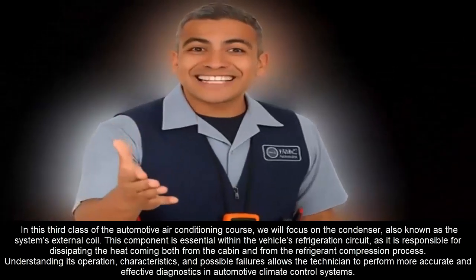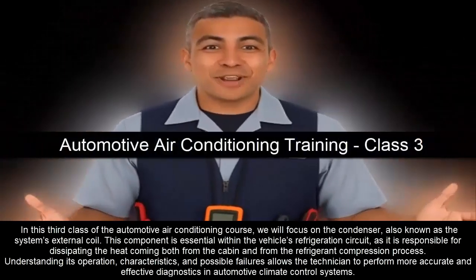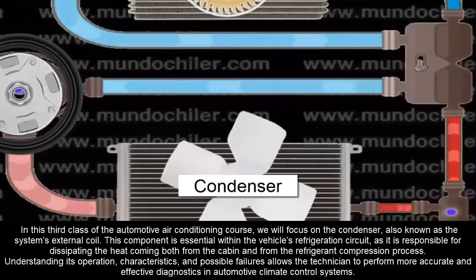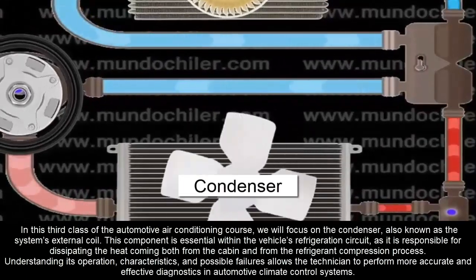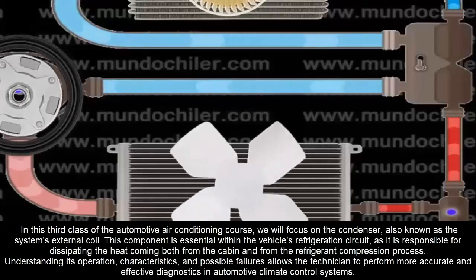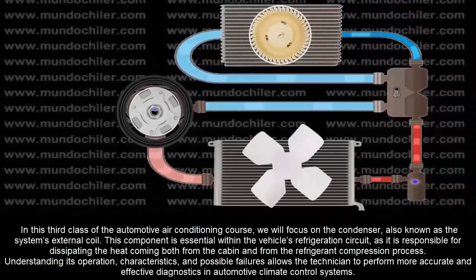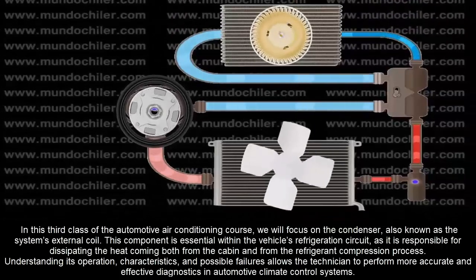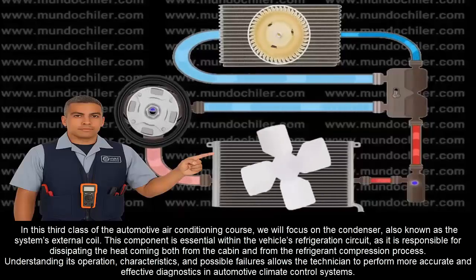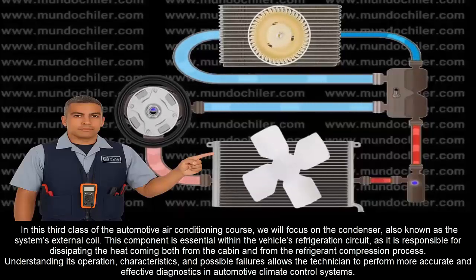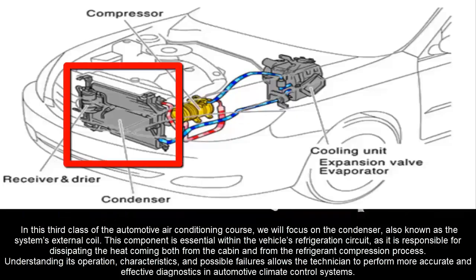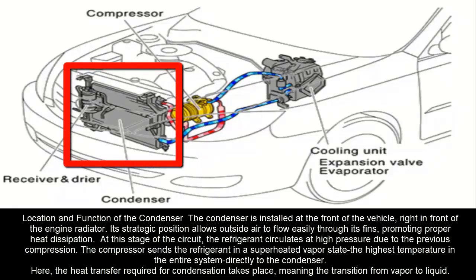In this third class of the automotive air conditioning course, we will focus on the condenser, also known as the system's external coil. This component is essential within the vehicle's refrigeration circuit, as it is responsible for dissipating the heat coming both from the cabin and from the refrigerant compression process. Understanding its operation, characteristics, and possible failures allows the technician to perform more accurate and effective diagnostics in automotive climate control systems.